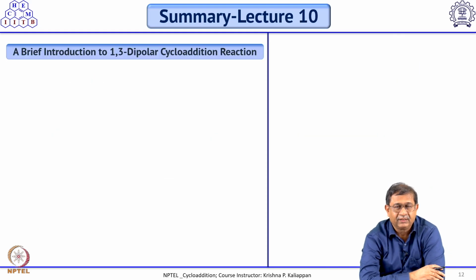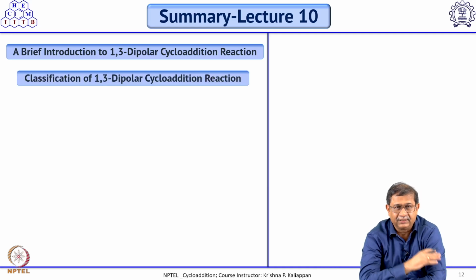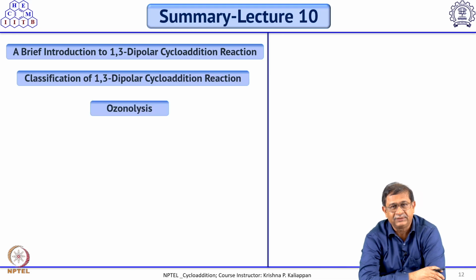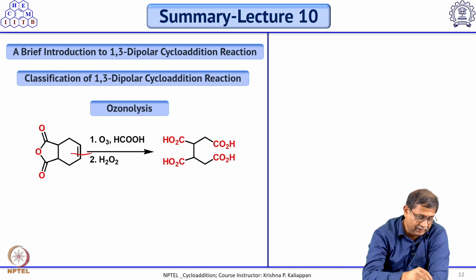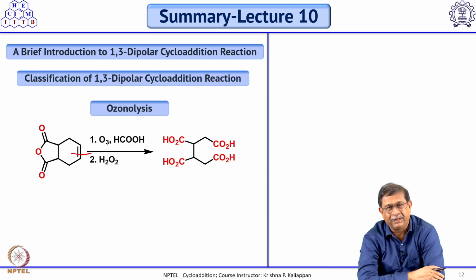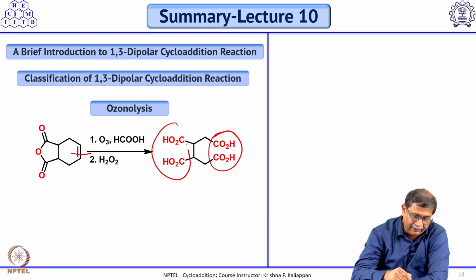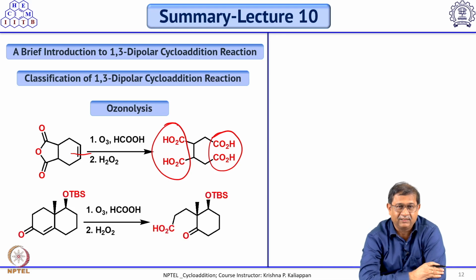In lecture number 10, we started with a brief introduction to 1,3-dipolar cycloaddition reaction, and then we also discussed various 1,3-dipoles which could potentially be used in 1,3-dipolar cycloaddition. And in this particular lecture, we focused only on ozone as a dipole in 1,3-dipolar cycloaddition. Say, for example, if you have a double bond, this upon ozonolysis followed by oxidative workup gives the dicarboxylic acid, and of course this anhydride also will get hydrolyzed to dicarboxylic acid. So overall you get a tetracarboxylic acid.